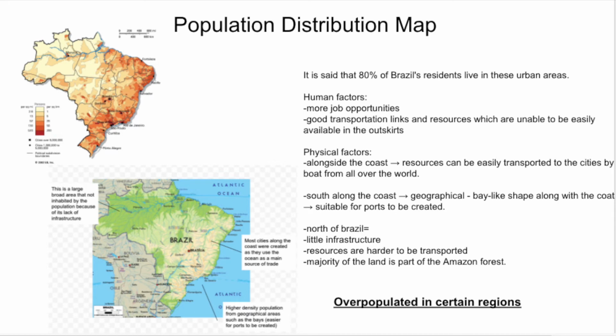When looking at the physical map, it shows more of the physical factors. The reason that many of the cities are located on the east side of Brazil is that it's alongside the ocean. Resources can be easily transported to the cities by boat from all over the world.